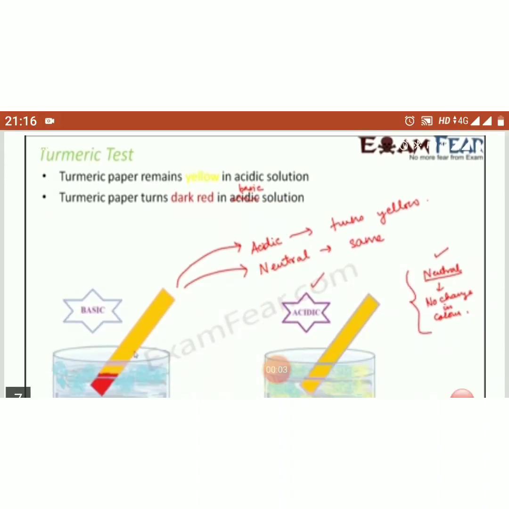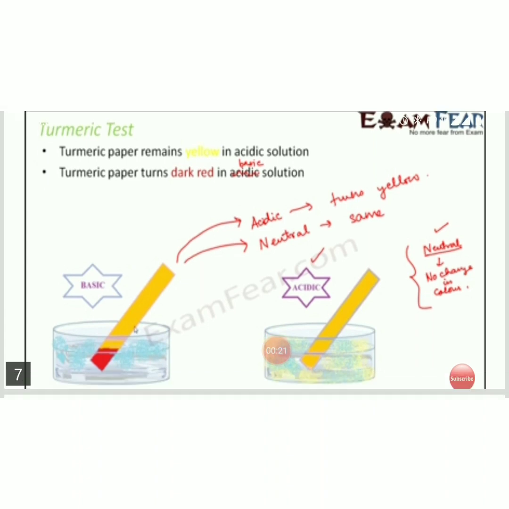So the next natural indicator is turmeric. Turmeric is a very common thing which is used in the kitchen. So how does the turmeric paper help us to distinguish between acidic substances and basic substances? Turmeric paper remains yellow if we dip it in acidic solution, and it turns red when dipped in basic solution. See the picture, first picture. The turmeric paper is dipped in basic solution and it turns red. And when we put the turmeric paper in acidic solution, it remains yellow.